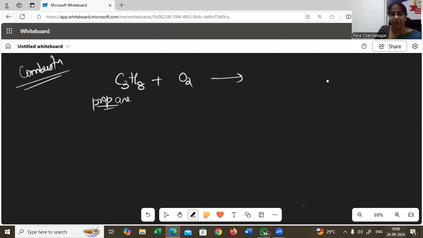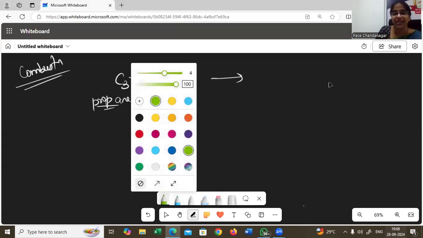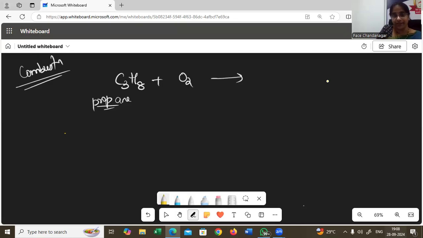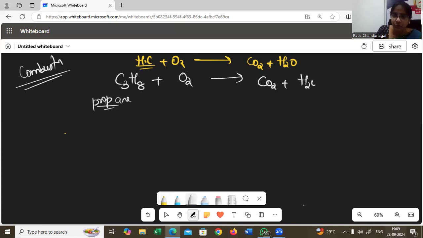Any hydrocarbon you take and burn in the presence of oxygen, you always get CO2 plus H2O only. Remember that. Whichever of the compounds of this chapter you take, the only products you are going to get are CO2 plus H2O. The trick lies in balancing things. So my products are CO2 plus H2O, plus heat, plus light also, because combustion is an exothermic reaction. If it is burning, obviously it gives out light.